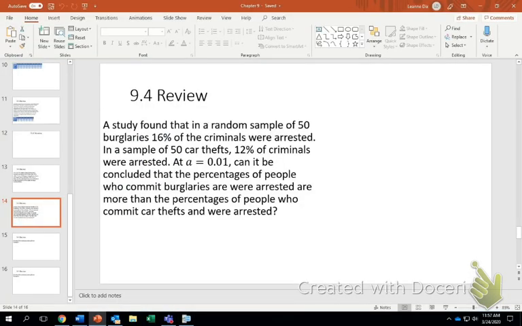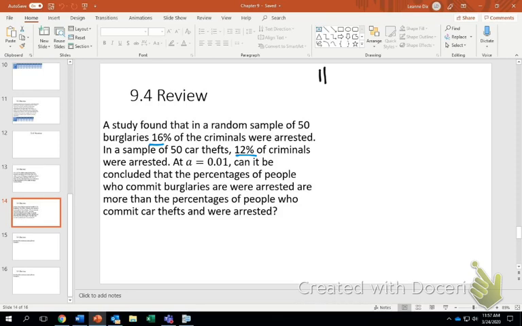All right, so a study finds that in a random sample of 50 burglaries, 16% of the criminals were arrested, and in a sample of 50 car thefts, 12% of criminals were arrested. At alpha equals 0.01, can it be concluded that the percentages of people who commit burglaries and were arrested are more than the percentages of people who commit car thefts and were arrested? All right, so we have our percent already right off the bat, so that's nice. Later on, we're going to have to do something with that, but for now, we are good to go.